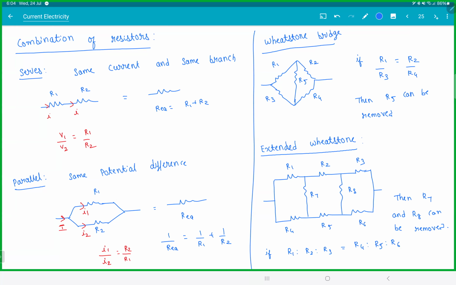Let's see our question. We got a cuboid.